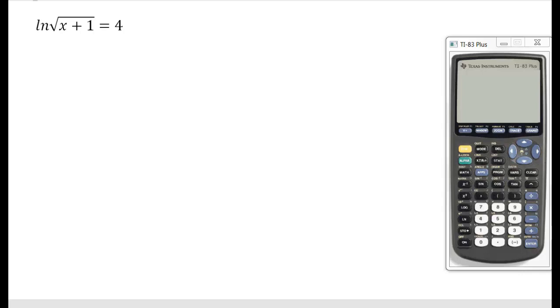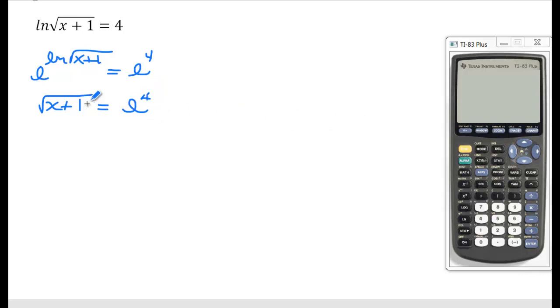For this example, remember that the inverse of the natural log is taking e to the natural log. So e to the natural log of the square root of x plus 1 is the same as e to the 4th power. These nicely go away and we get the square root of x plus 1 equals e to the 4th power.